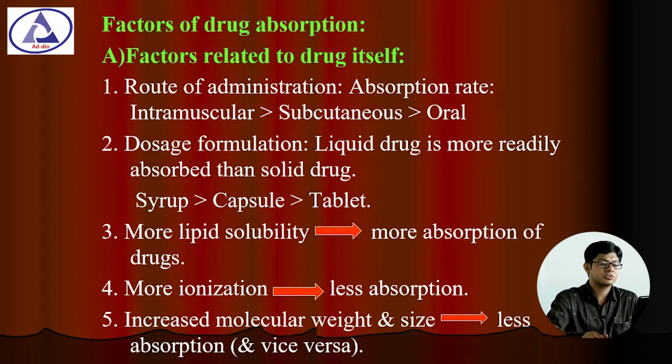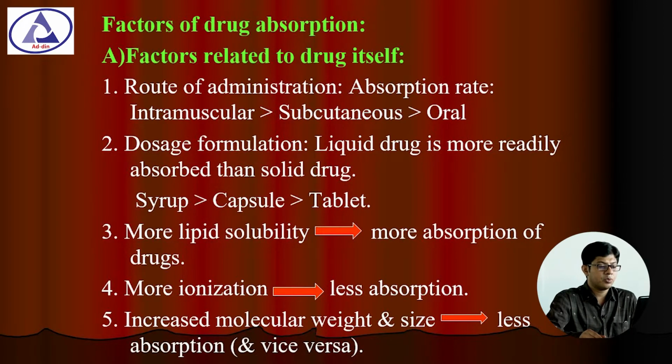Now, come to the factors of drug absorption. They can be divided into two broad headings. Number 1, factors related to the drug itself. First, route of administration: absorption rate is intramuscular greater than subcutaneous, and subcutaneous greater than oral. Number 2, dosage formulation. Liquid drug is more readily absorbed than solid drug. Syrup is absorbed more than capsule, and capsule more than tablet.